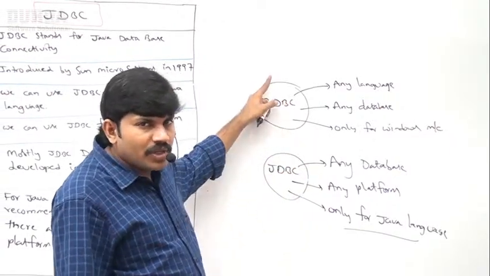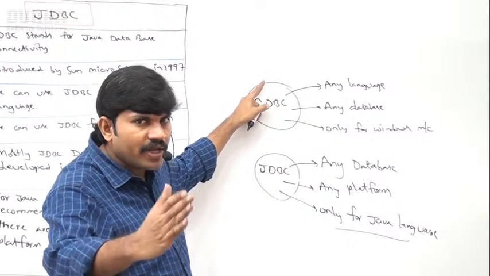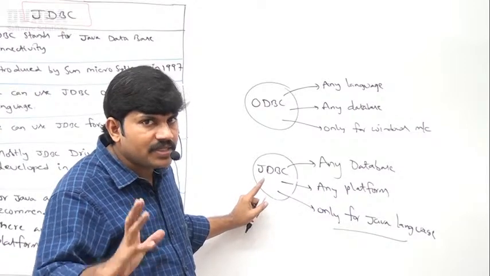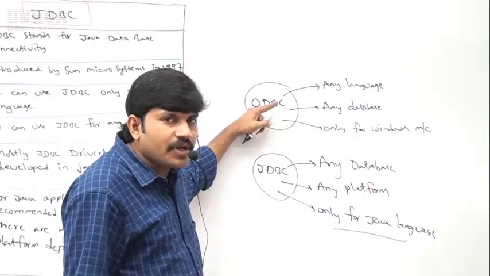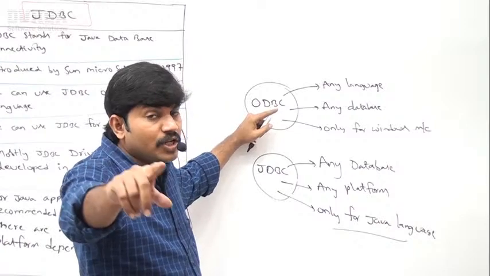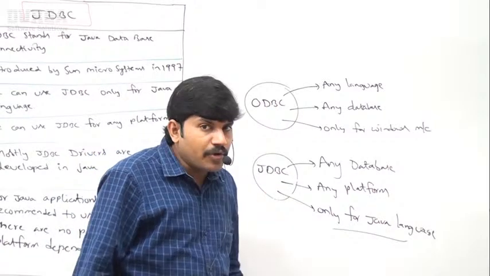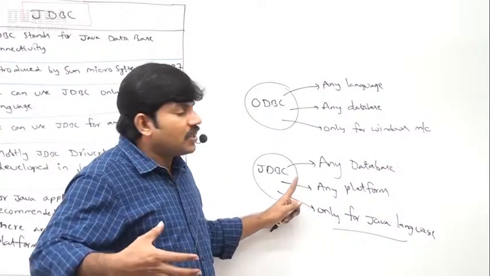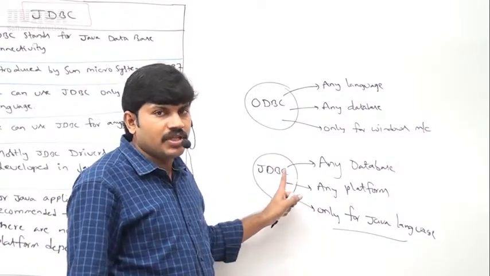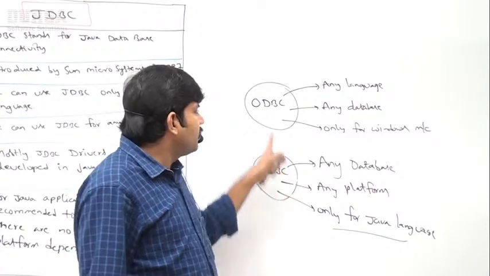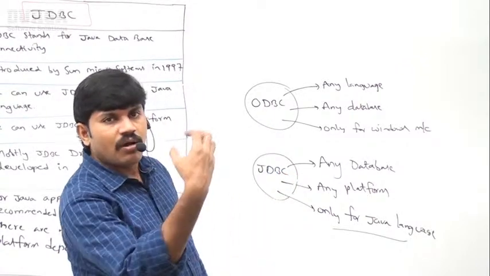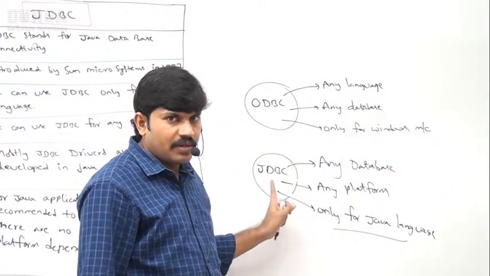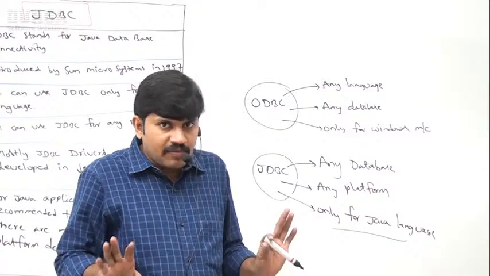Sir, what is ODBC? Open Database Connectivity. What is JDBC? Java Database Connectivity, right? The ODBC concept was introduced by Microsoft in 1992. The JDBC concept was introduced by Sun Microsystems in 1997. Internally, ODBC is the reason for JDBC's introduction, because almost all the same terminology is adapted to JDBC from ODBC. Clear for all of you?